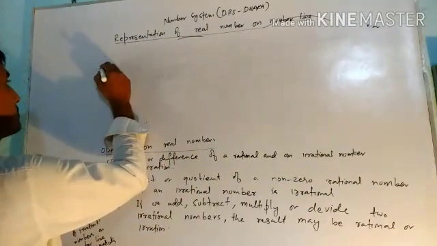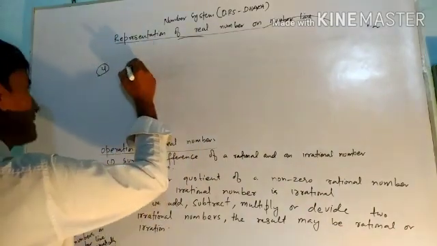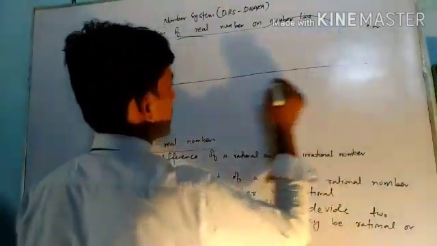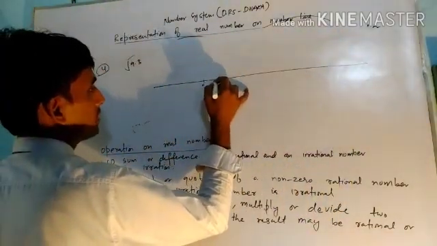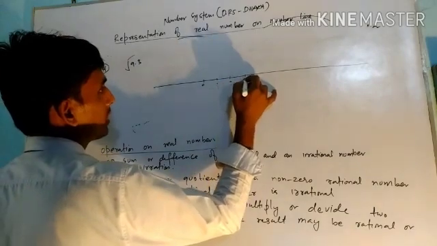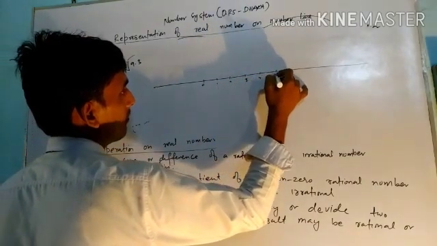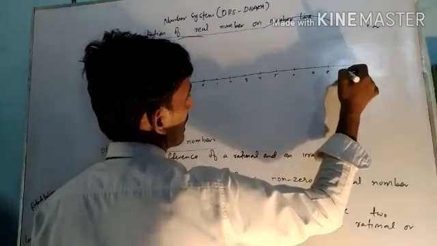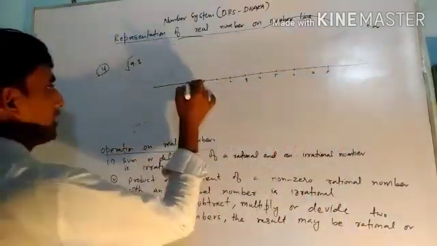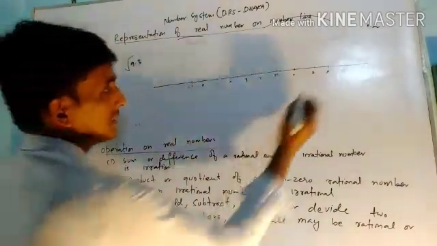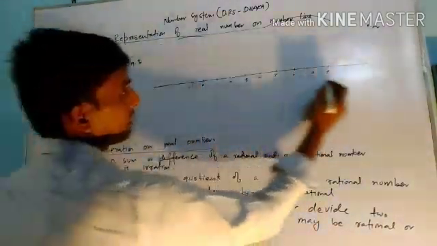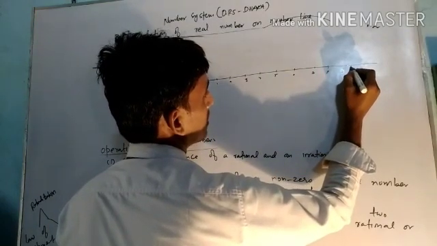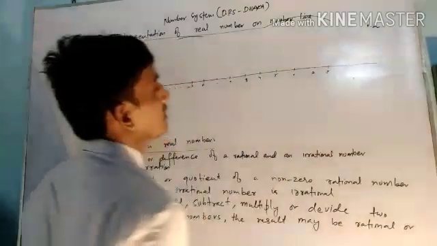So question number 4. We have to represent root under 9.3 on the number line. Suppose this is 0, 1, 2, 3, 4, 5, 6, 7, 8, 9. So this is the number line, this is minus 1, and so on. This is 9, this is 9.1, 9.2, 9.3. So this is representing 9.3.